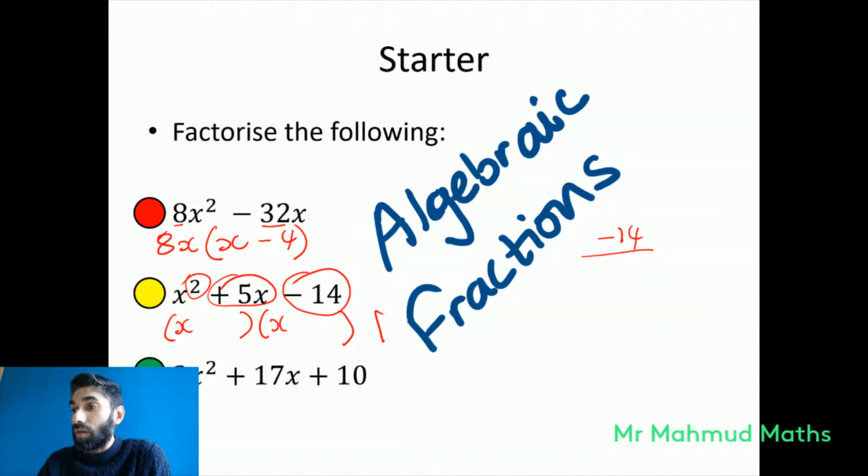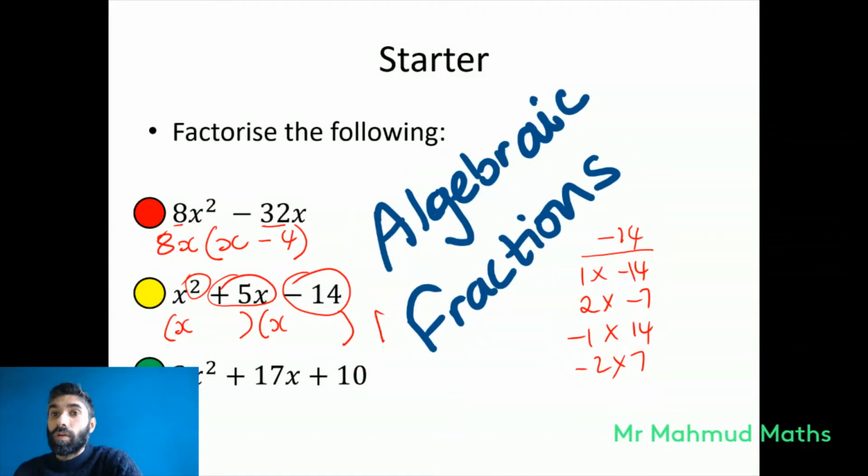So let's write down 1 times minus 14, 2 times minus 7. We can also have minus 1 times 14, and we can also have minus 2 times 7. And then any other ways you can get 14? No, that's it. Now, out of these pairs, which one actually gives me plus 5 when I add and subtract?